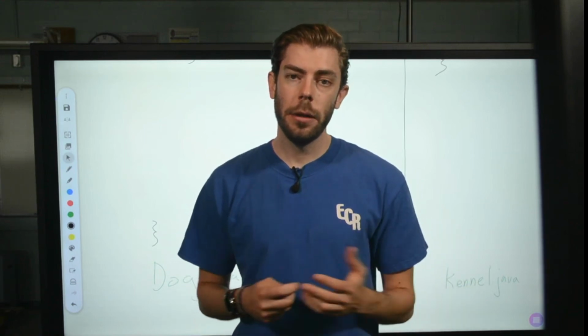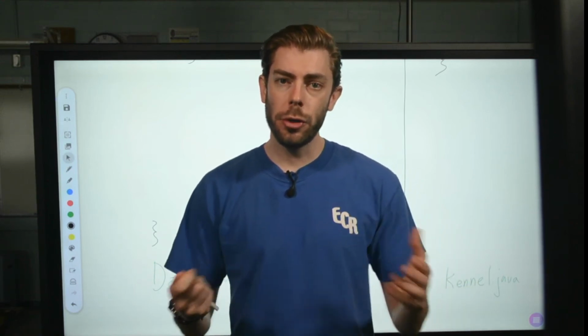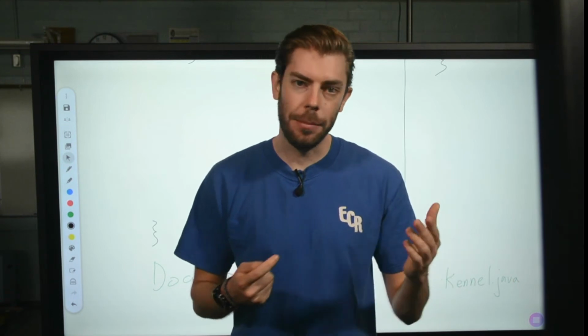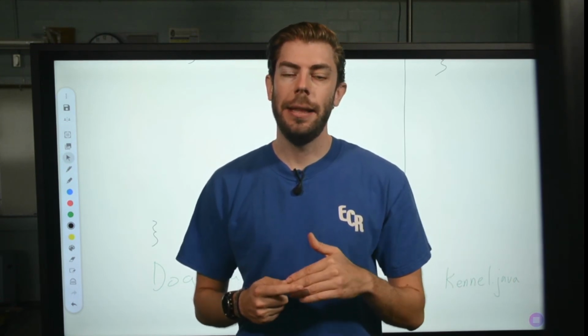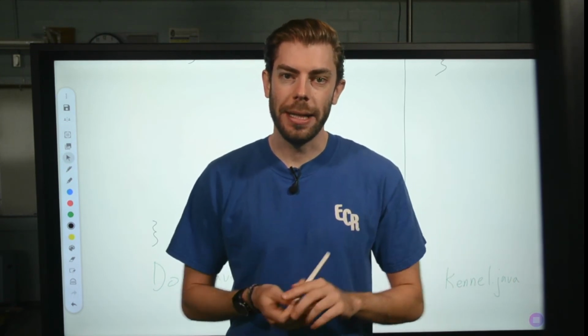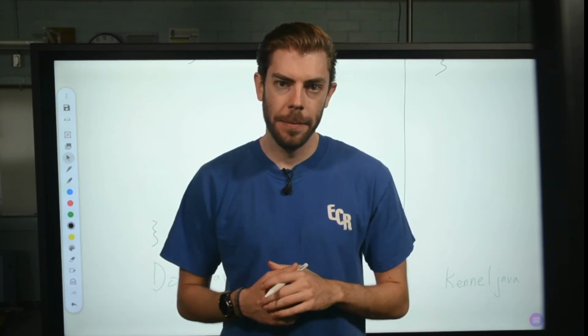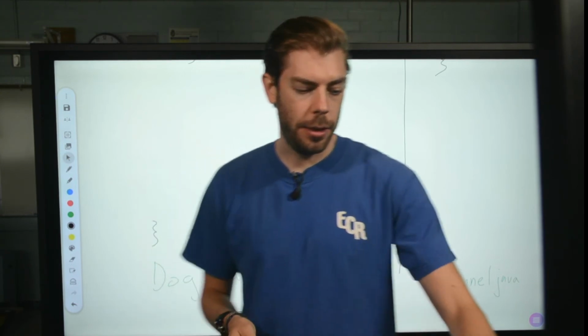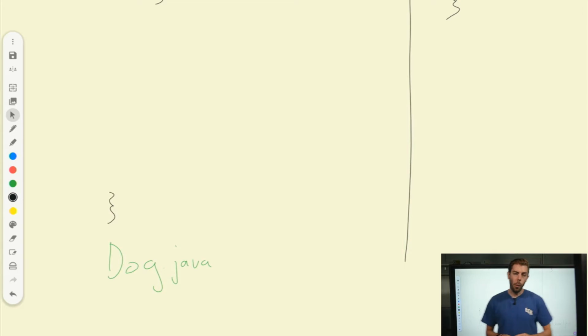In this lesson, we're going to learn how to write a toString method to be able to print our objects, and we're going to learn the equals method to compare objects. Let's get into how we do that. So we have our dog.java and our kennel.java from our previous lesson.